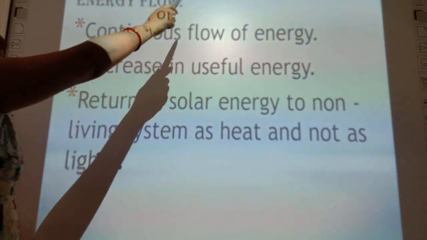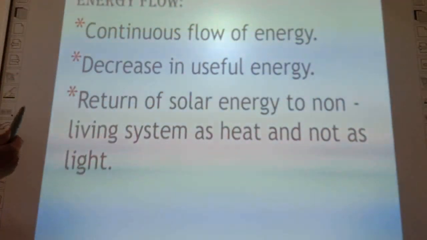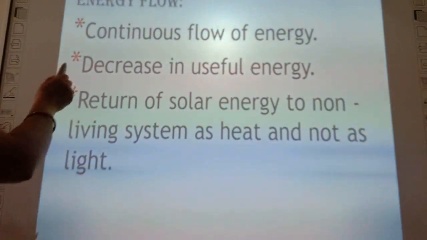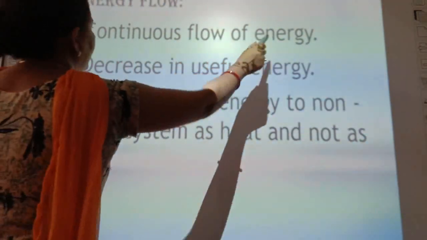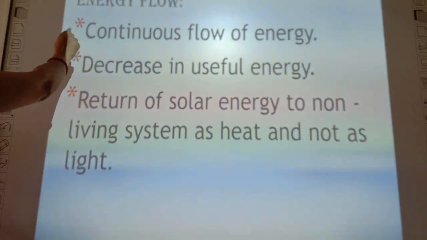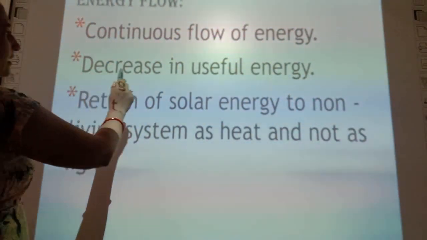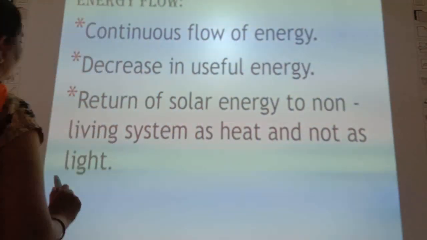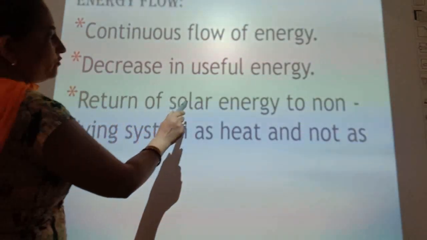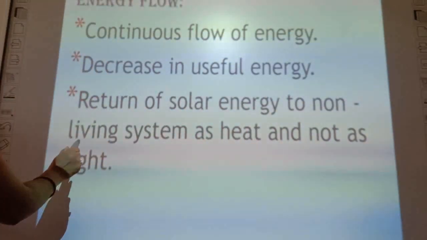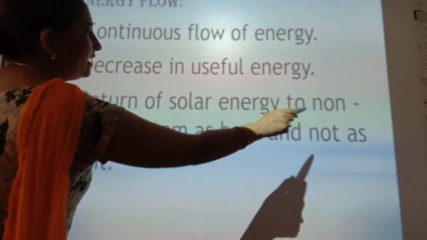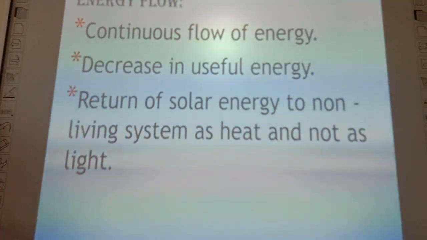What are the characteristics of an ecosystem for energy flow? Number 1, continuous flow of energy. Number 2, decrease in useful energy. Number 3, return of solar energy to the non-living system as heat and not as light.